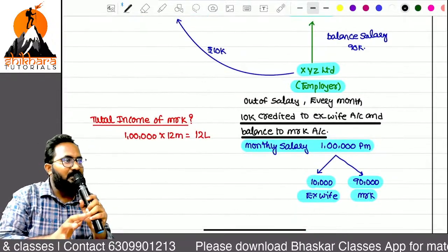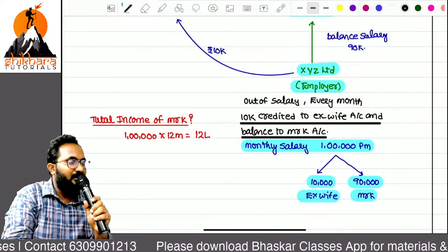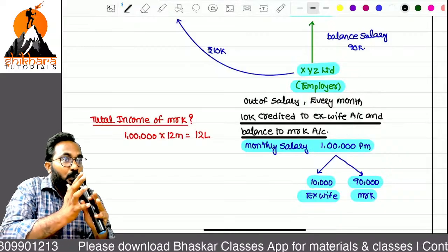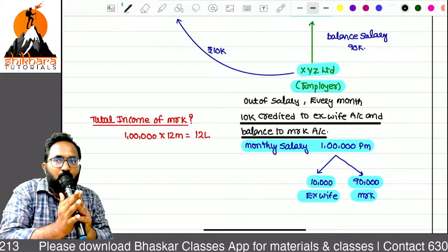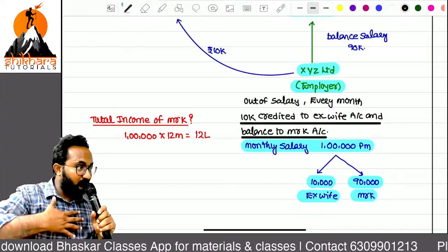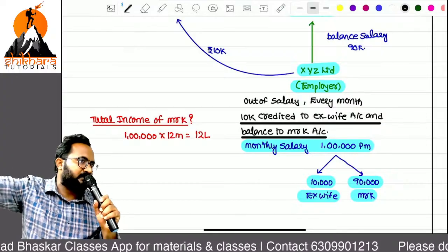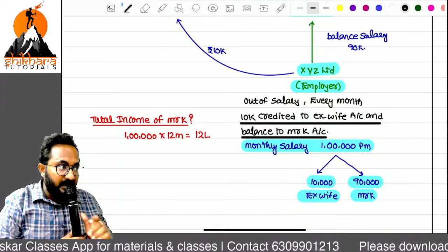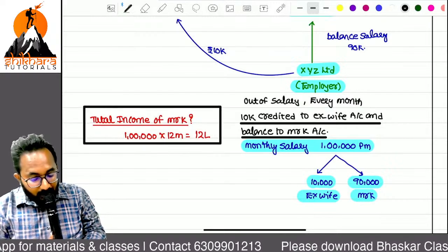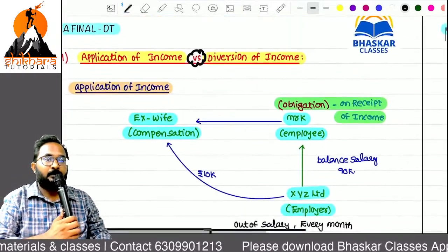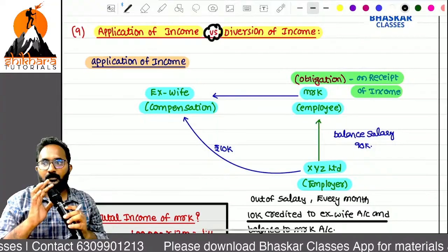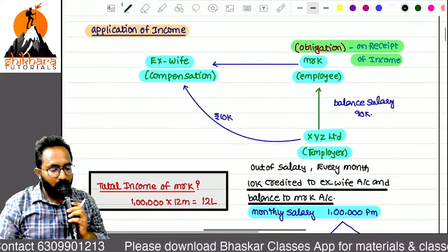Now what amount is taxable in the hands of Mr. K during the previous year? Many students think that whatever amount is utilized by K, 90,000 every month for 12 months, is taxable, but that is wrong. After receiving that salary in your hands, you are applying it for your personal purpose. Whatever income you received is your total income. If you apply any income, that is also included in your total income.